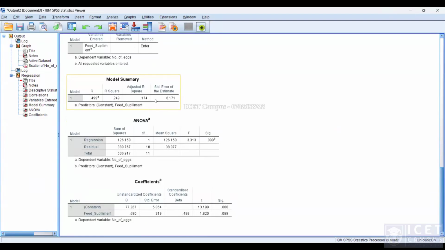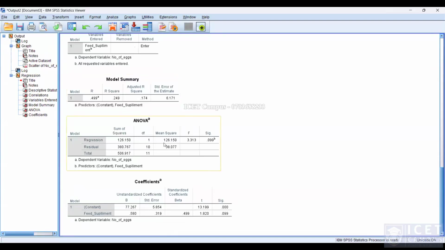Actually, this is not a good model, because only 24.9% of the dependent variable is predicted by the independent variable. So this is not a very good model to predict the values, because this R square value is not greater than 80%, or 0.8. Only if it is greater than 0.8 can we use it to predict the dependent variable, because that is a very good model. Here the model is not good, right? Because this R square value is not greater than 0.8.